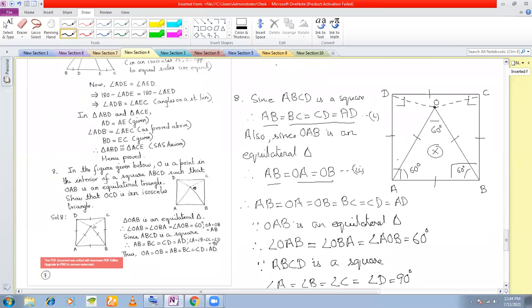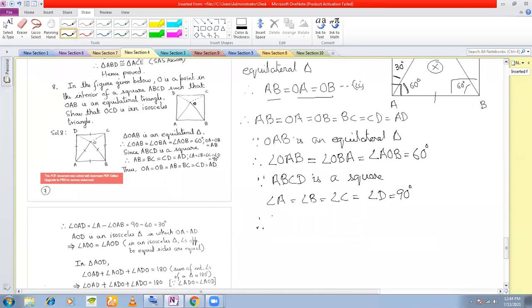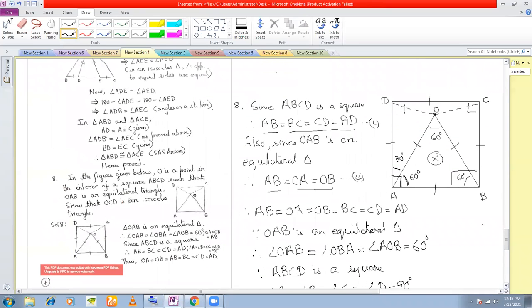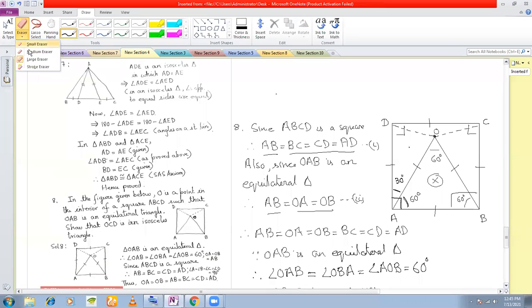Now let's see. If this is 60 and if this is 90, what is this angle? 90 minus 60, right? Which is 30, right? So let's write this. What is this angle here? This angle here is OAD. So therefore, angle OAD is equal to 90 degree minus 60 degree, which is equal to 30 degree. Fine. So we have got this angle. Now you look at this triangle here.